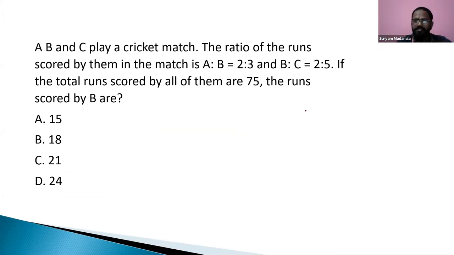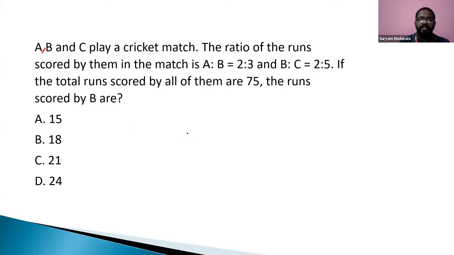We have another one. A, B, and C play a cricket match. The ratio of the runs scored by them in a match is A is to B, 2 is to 3, and B is to C is 2 is to 5. If the total runs scored by all of them are 75, the runs scored by B are.